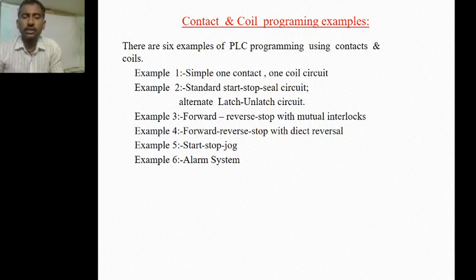The first one is a simple example explaining a one contact and one coil circuit. The second example is the standard start stop seal circuit. The third example is forward, reverse and stop with mutual interlocks. Example 4 is forward, reverse, stop with direct reversals. Example 5 is start stop jog. And example 6 is an alarm system.